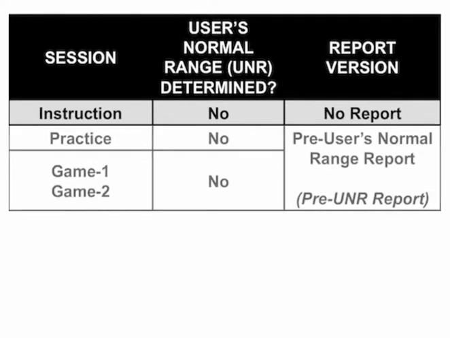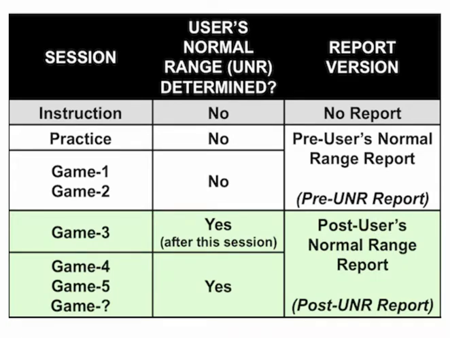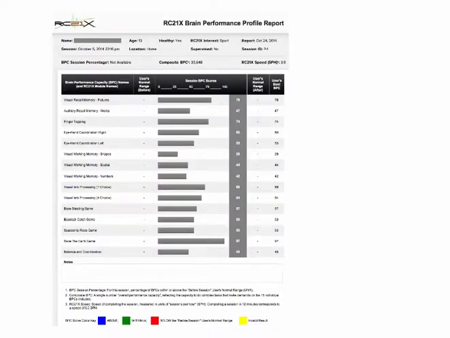For practice sessions and the first two game sessions, a UNR has not yet been determined, and the pre-UNR report is produced. After Game 3 scores are available, the first UNR can be determined and the post-UNR report is used for that session and all game sessions thereafter. More about the UNR later. Let's look at the pre-UNR version.